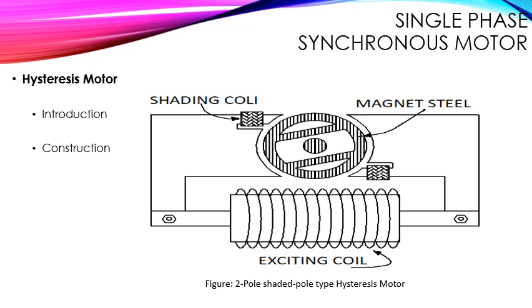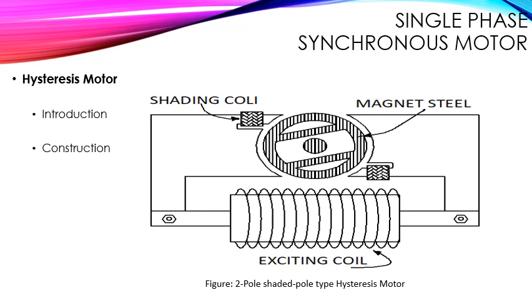The magnetic material for the rotor should have a large hysteresis loop, and special magnetic materials such as cobalt or chrome steel are used. The rotor may be smooth, solid, and cylindrical in shape, and does not carry any bar. Right? So it is as shown in the figure. Here there is a shading coil, magnetic steel and exciting coil.